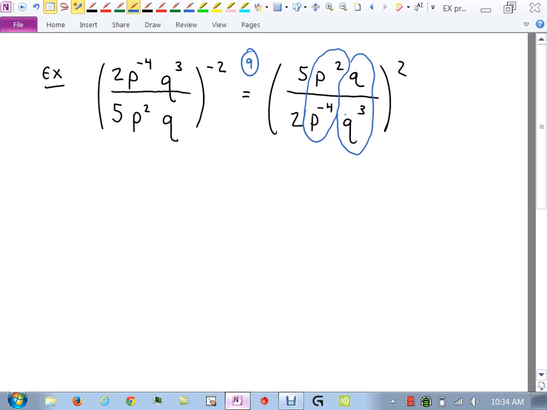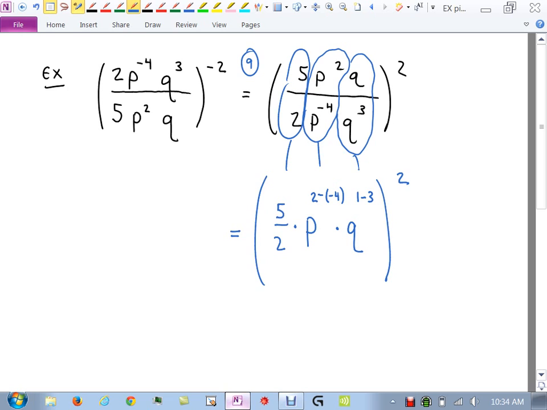What is p squared over p to the negative 4? So watch, I still have my big parentheses. I still have 2 out here. That's going to be p to the 2 take away what? Negative 4. Do you want to do the q's at the same time here? It would be q to the what? 1 minus 3. And what about the 5 over 2? Can't do anything with it, right? So can I just leave it as a 5 over 2 out here? Okay, do you see the 3 things I have? 1, 2, 3.